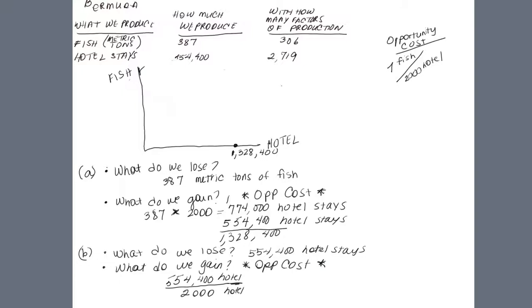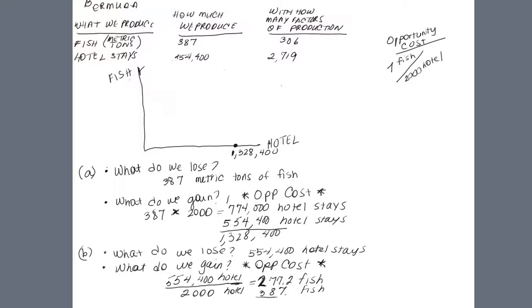I'll just put fish. Again, we had fishermen before that were catching stuff, and they had themselves caught 387 metric tons of fish. So together, that means that if all of the hotel workers become fishermen, we're going to catch a total of 664.2 metric tons of fish.